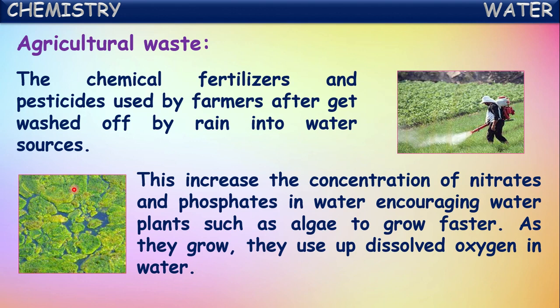Because this algae completely absorbs the oxygen gas dissolved in the water, and as it is covering the water bodies, no further oxygen gas dissolves into the water, which creates a severe problem to the aquatic animals. Okay. So these are the different causes for water pollution.